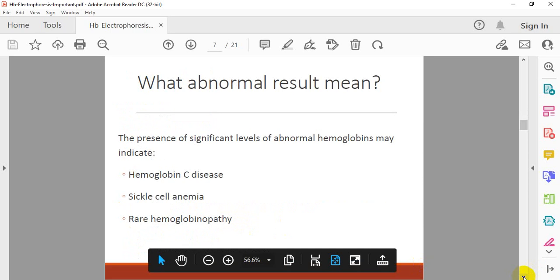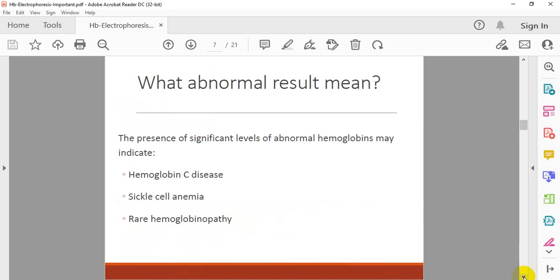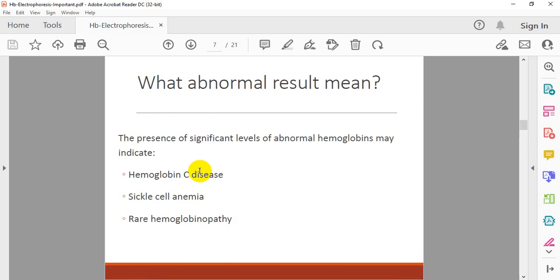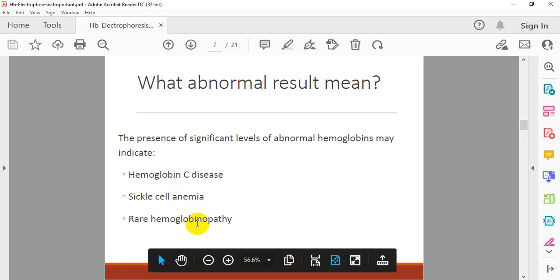The presence of significant levels of abnormal hemoglobins may indicate hemoglobin C disease. If you have these abnormal levels of hemoglobin in your blood, then you have what? Hemoglobin C disease, or sickle cell anemia, or rare hemoglobinopathy. Hemoglobinopathy of unknown cause or etiology.